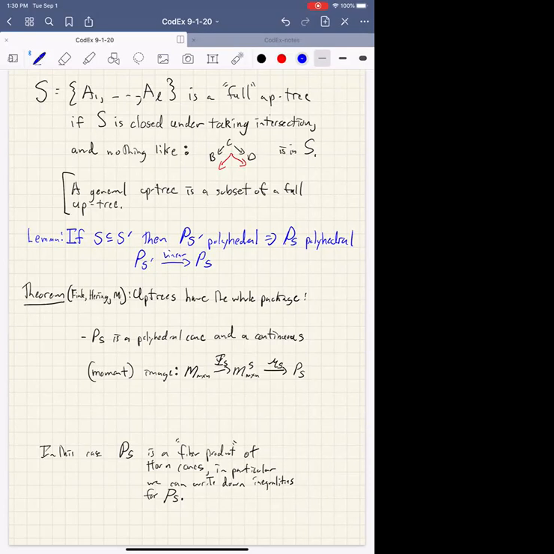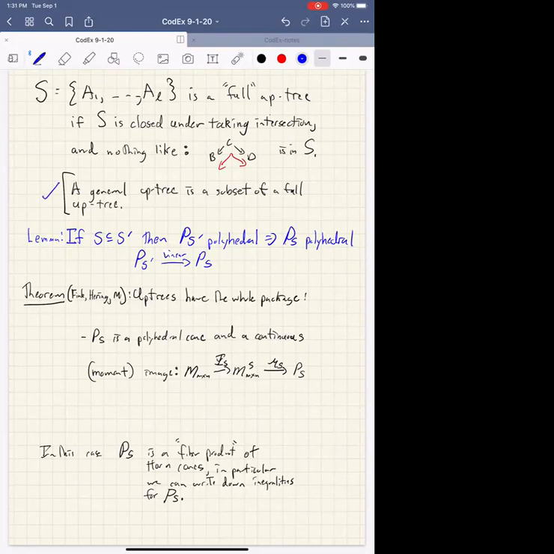And we're going to say a general up tree is a subset of a full up tree. And the reason we're going to say that is the following lemma, which is not hard to show. If you have a set S as a subset of another set S prime, and if you know that the eigenset for the bigger set is polyhedral, then that proves that the eigenset for the smaller set is polyhedral as well. And that's because there's a linear projection from one onto the other. And when you linearly project polyhedral cones, you get polyhedral cones. So that's the reason for this part of the definition right here.